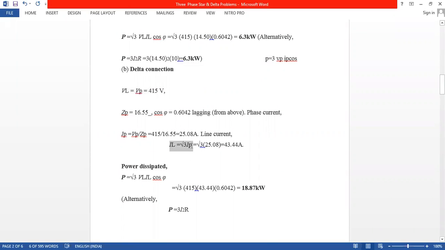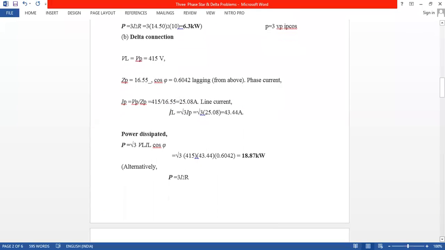For delta only the formula changes. For delta connection, line current equals root 3 times phase current, but for star, line voltage equals root 3 times phase voltage. The same process applies here. Cos theta, everything will be the same. First you calculate phase voltage. IP is equal to VP by ZP, and you are going to get the line current. Okay, the power value will be different. So just practice these two. Remaining problems I will discuss later on.